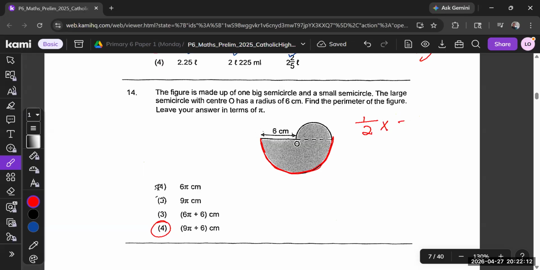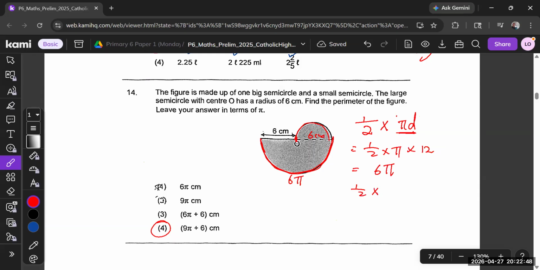Semicircle, half. Put the formula, so that you know that you must find the diameter. Half times pi times diameter. I'm looking at the big semicircle. Diameter is 6 times 2, and this is also 6, so your diameter is 12. Then half times 12 will be 6 times pi, 6 pi. So this is your first value. Then how do you find the circumference of this small semicircle?